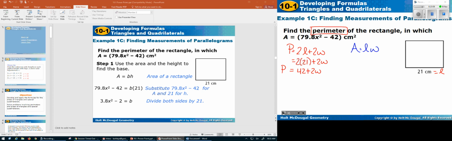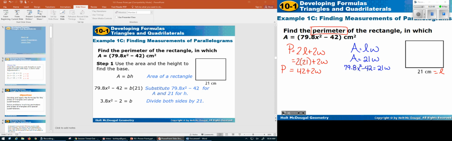They give us the length is how much? 21, and we are trying to solve for the width. But they give us the area, right? So we need to substitute in this expression for the area. So we're going to have 79.8x squared minus 42 equals 21 times W. So when you get to these harder problems, start with what you're trying to find until you get stuck. Then take the other information and use the next formula and work until you can find what you needed to answer your question. So what are we going to do here to solve for W?